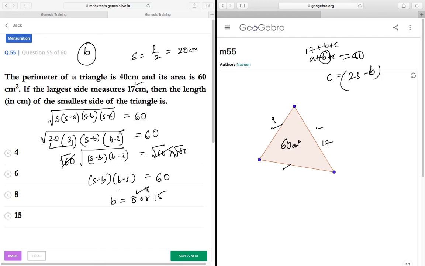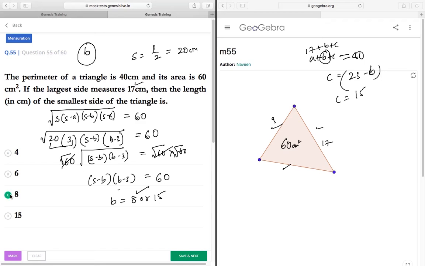So the smallest is 8. Okay, the other one will be 15. That is nothing but, if you take 8, you get the value of c as 23 minus 8, 15. So if you take the value of b as 15, you end up getting c as 8. The smallest anyhow is going to be 8 itself. So the answer is option C.